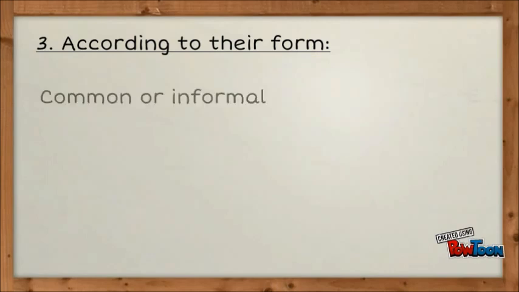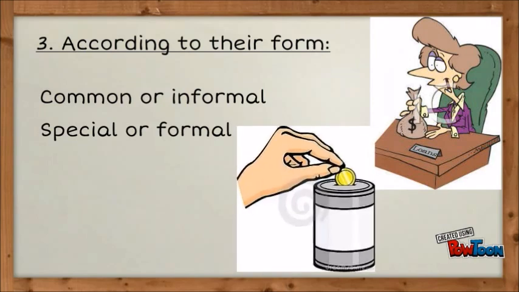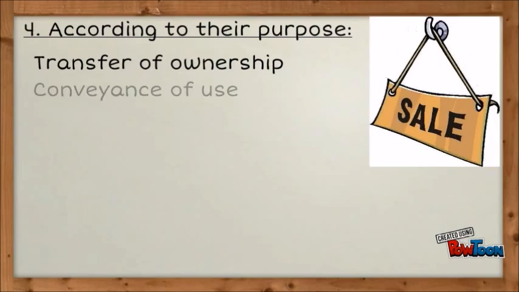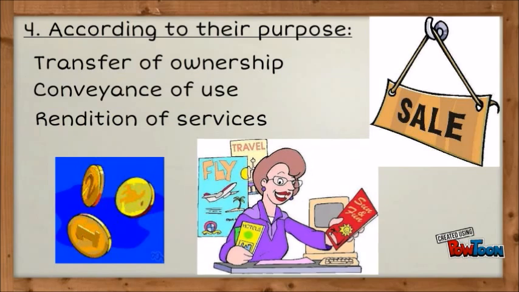According to their form. Common or informal, those which require no particular form, example, loan. Special or formal, which require some particular form, examples, donation, chattel mortgage. According to their purpose. Transfer of ownership, example, sale. Conveyance of use, example, commodatum. Rendition of service, example, agency or lease of services.